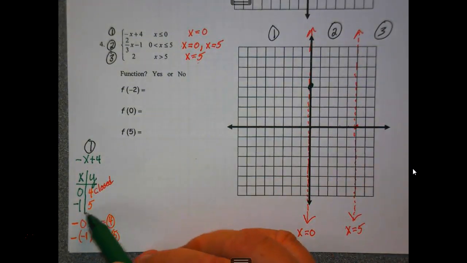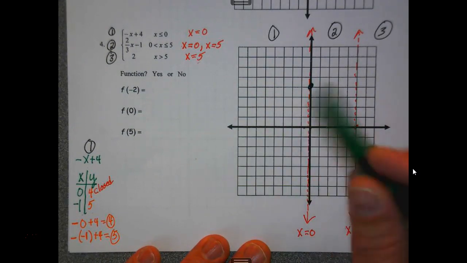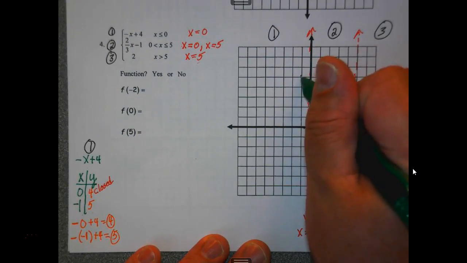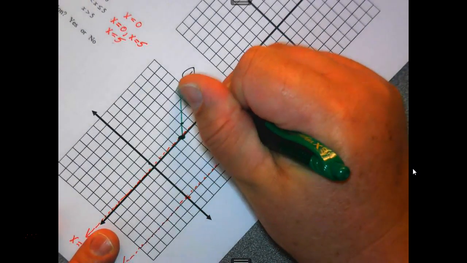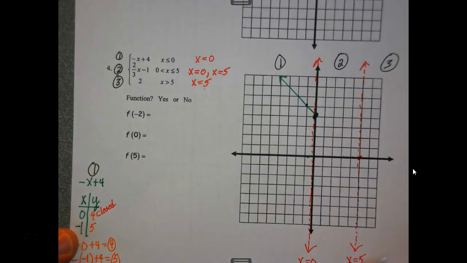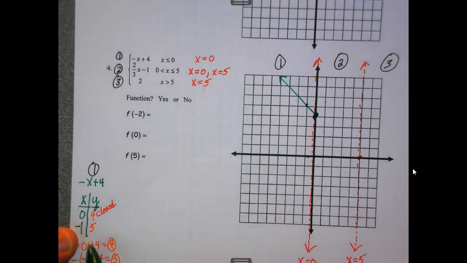And I need to graph this other point. Negative 1, 5: 1, 2, 3, 4, 5. And here's my line for section number 1. So for section number 1, first function, I figured out what points to use.